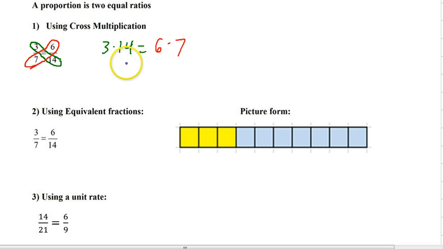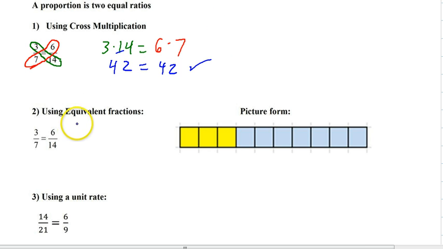3 times 14 is 42. 6 times 7 is 42. They are both the same. Remember, in order for it to be proportional, a proportion, it has to have 2 equal ratios. So if you cross multiply and they're equal, then yes, they are proportional.